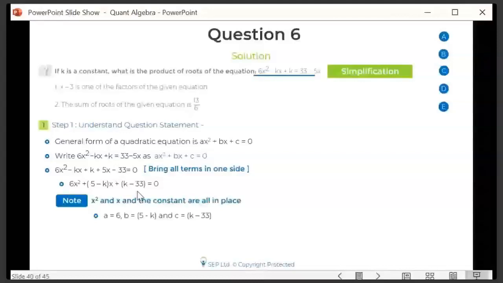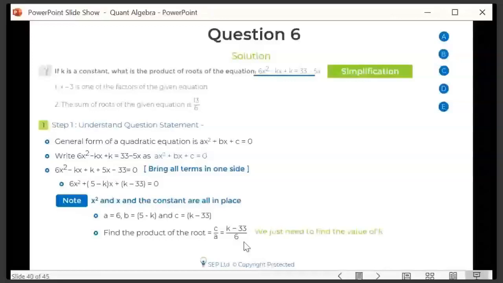Okay, now in the question you are asked to find out the product of roots. So product of roots is c by a. Now that you know what your a, b, c is, you can say that c by a is k minus 33 by 6. Now how does this pre-analysis help me? It tells me very clearly, and it might seem very obvious, that I need to find out the value of k. If I have the value of k, I'll get the answer. That's all. So it's important, and this is the way you need to simplify the expression.